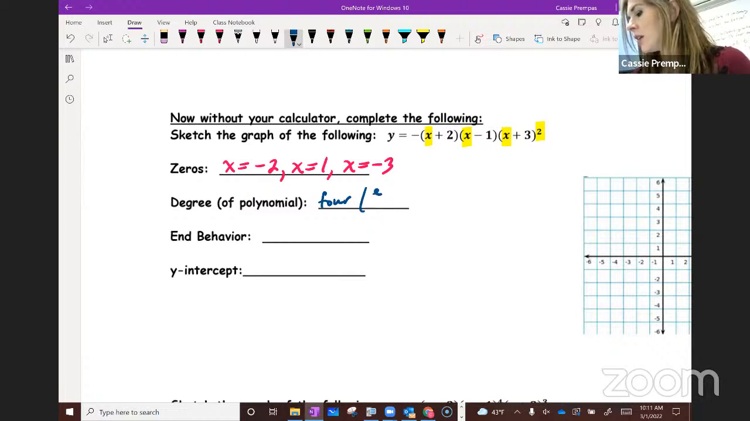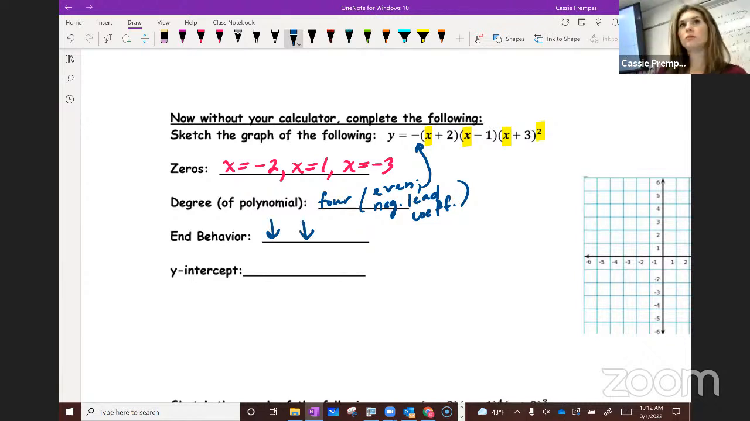That's obviously even. And then do we have a positive leading coefficient or a negative coefficient? So you always look at the leading one, the one in front. So in this case we have a negative lead coefficient. So awesome, it's going to go down, down. And then now we need to look for the y-intercept.